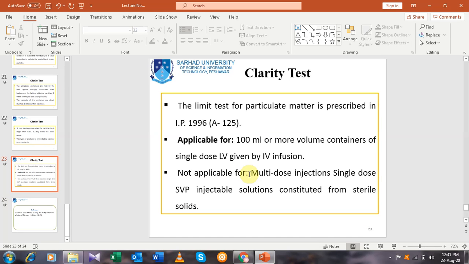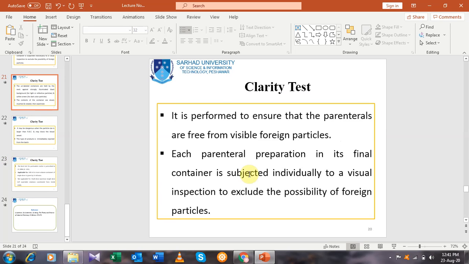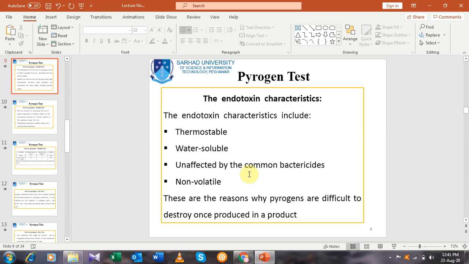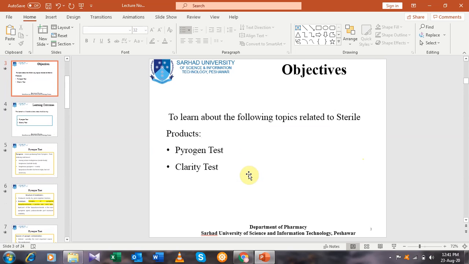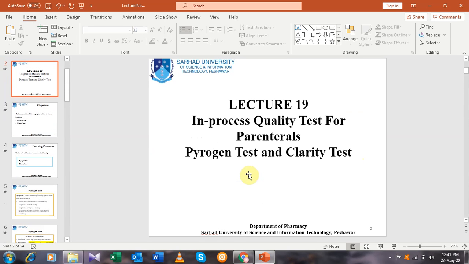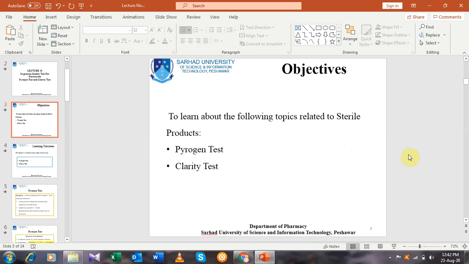That's all about today's lecture, that is lecture number 19, entitled In-Process Quality Control Test for Parenteral, in which we have discussed in detail the pyrogen test and clarity test. Remember that in this particular topic we have discussed in detail the pyrogen test and the clarity test.